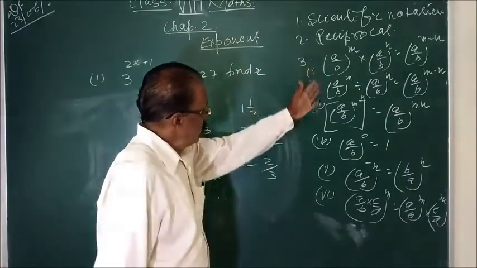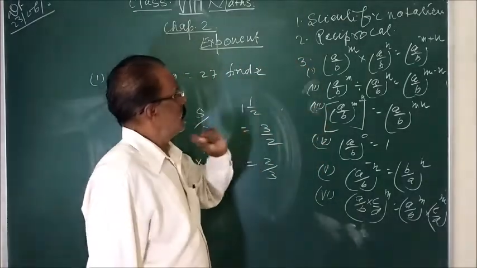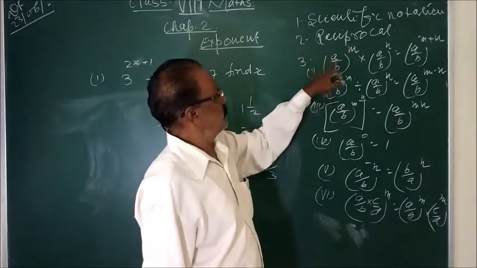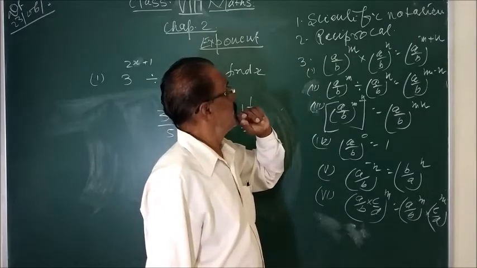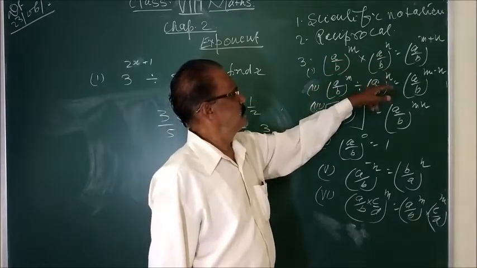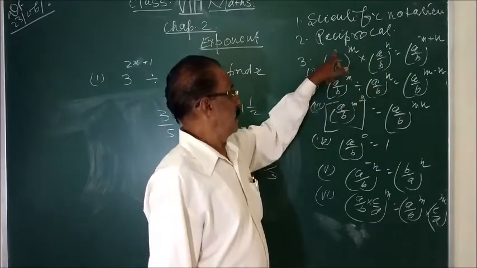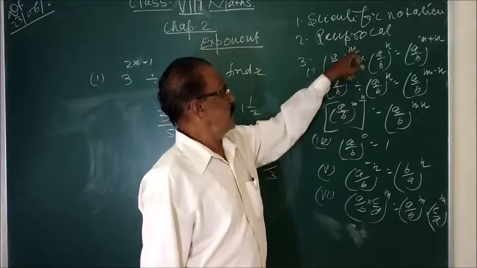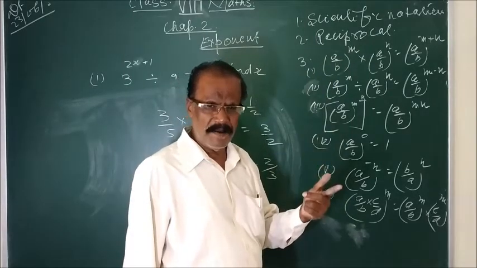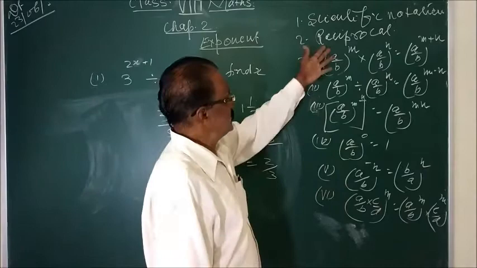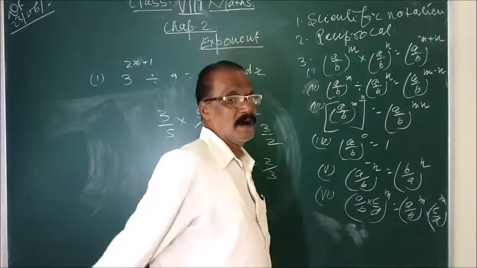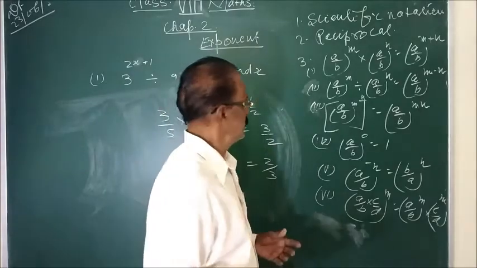And now I have already explained these formulas of exponent. A and B are two numbers, and A by B whole power n, and in this, the powers are added. I have already told you this n is called exponent or power or index, and this A, B is called base. So these are very important formulas to solve the questions given in your book.